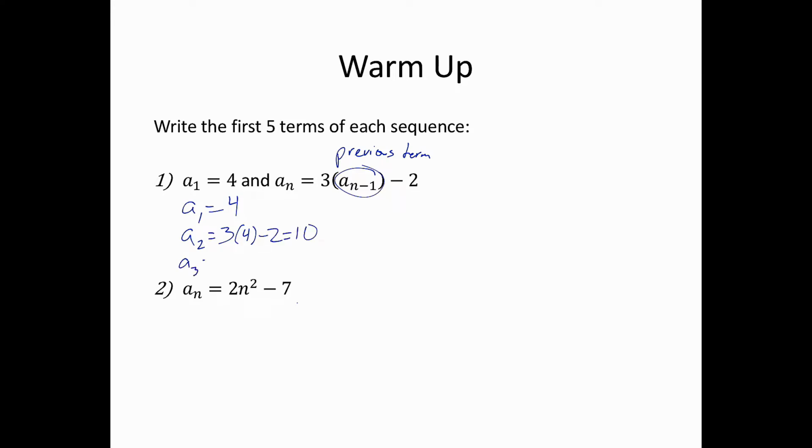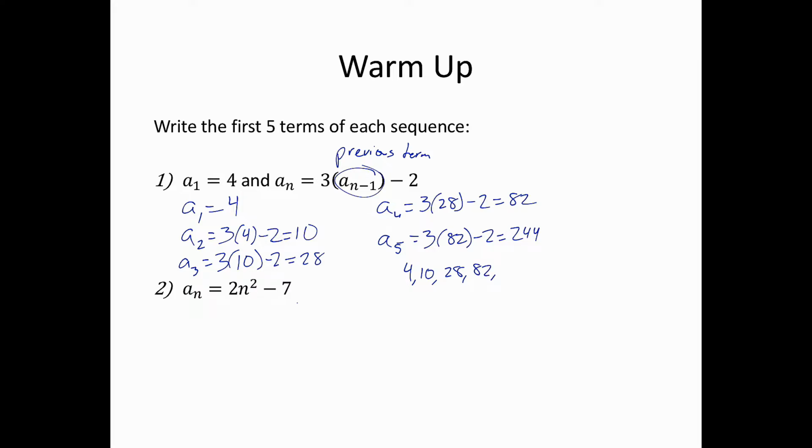To find our third term, we're going to repeat that same process. 3 times the previous term, 10, which is 30, minus 2 gives us 28. To find the fourth term, a sub 4, we're going to do 3 times the previous term, so 3 times 28, minus 2. 3 times 28 is 84, minus 2 gives us 82. And then a sub 5 gives us 3 times 82. That's 246, minus 2 gives us 244. So the first 5 terms in order, we got 4, 10, 28, 82, 244.